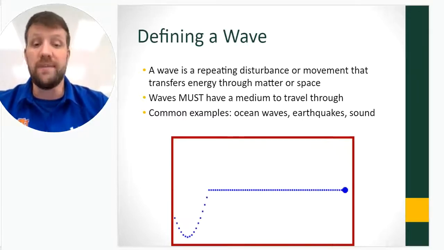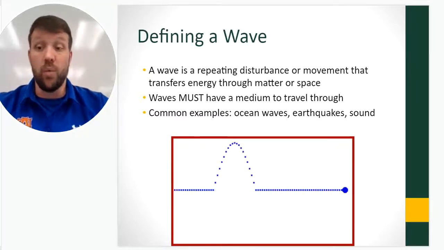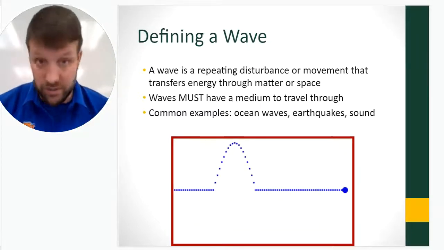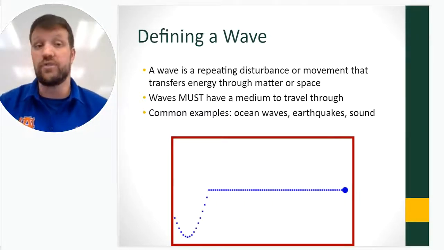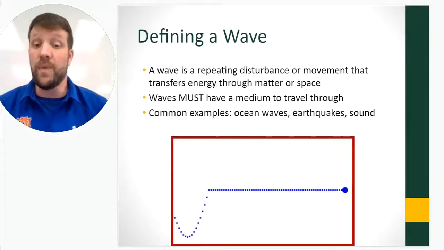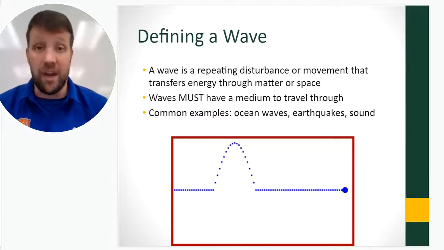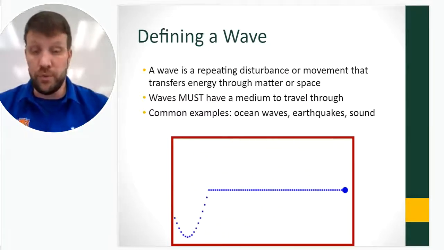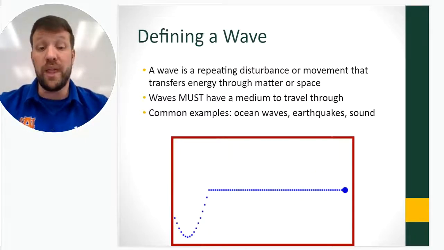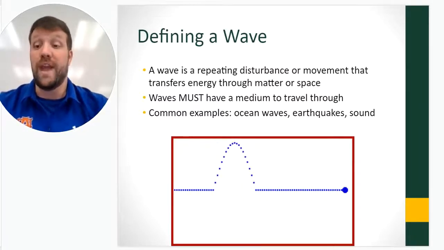So waves must have a medium to travel through, okay? Waves, as we're going to talk about them, do not travel through empty space, okay? And that's a whole different thing that we could get into much later in physics, but for what we'll be looking at now, they must have some medium, air, solid, something to travel through. Some common examples there are ocean waves traveling through water, earthquakes traveling through land, and sound traveling through air.